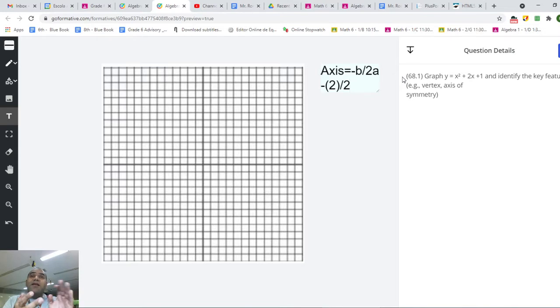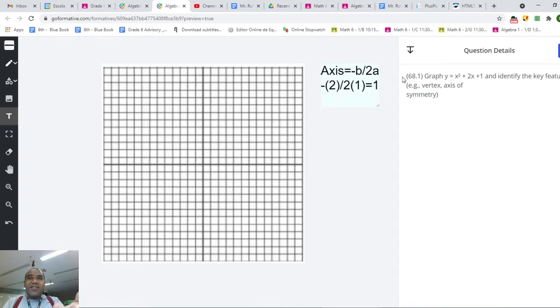Who is a? Is the number next to the quadratic coefficient. Do we have a number here? No, it's 1 then. It is 1. Great. Negative 2 divided by 2, it is equal to 1. I know my x of symmetry is 1.